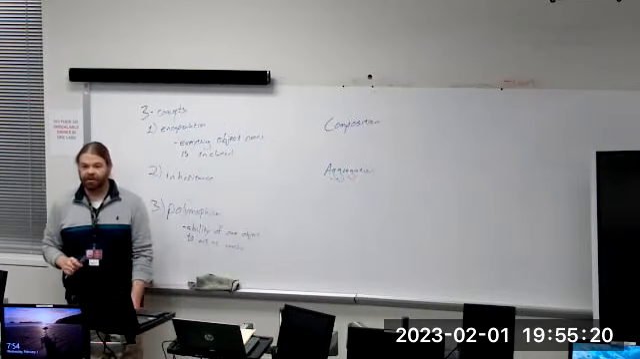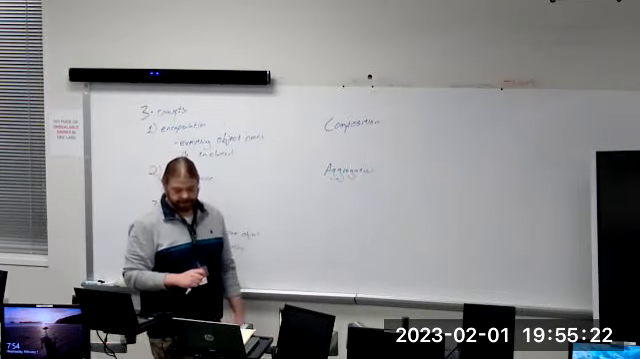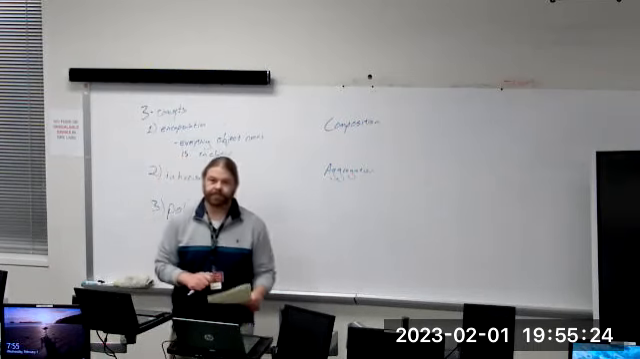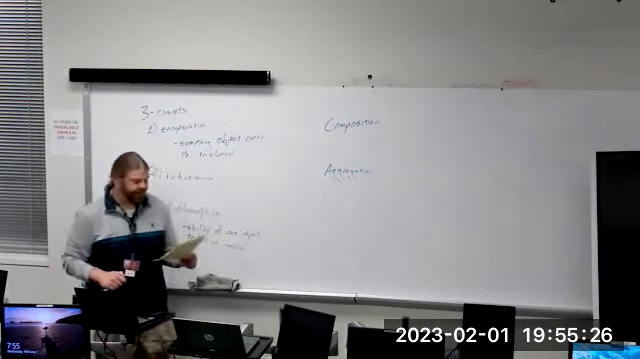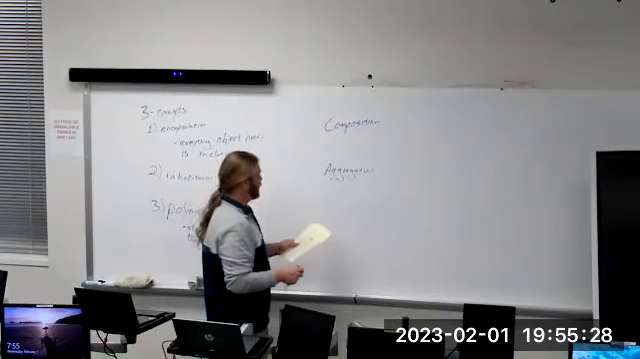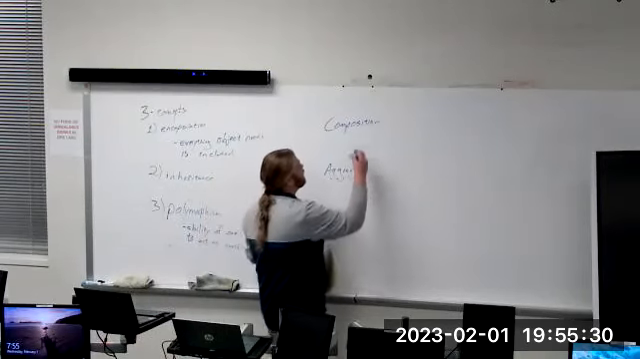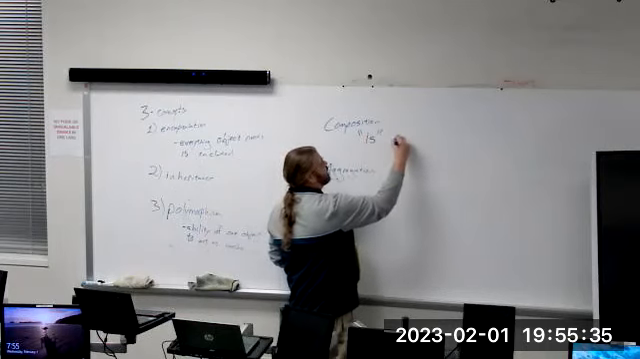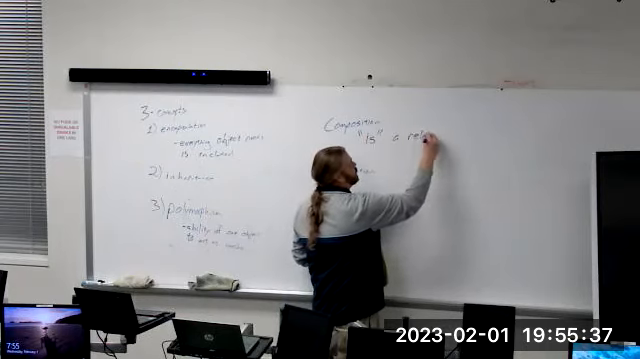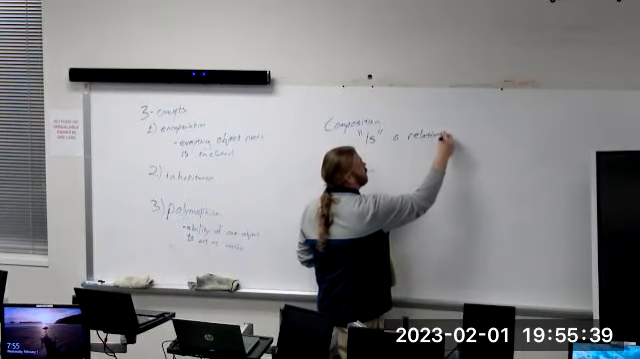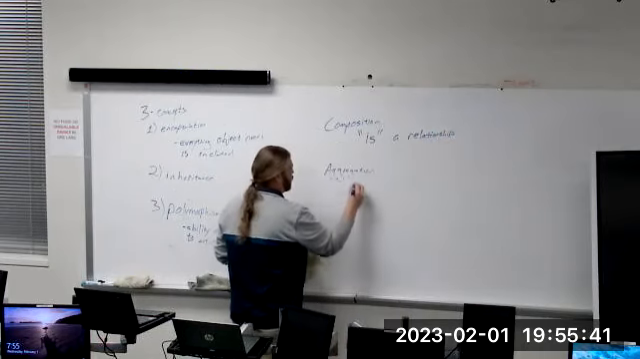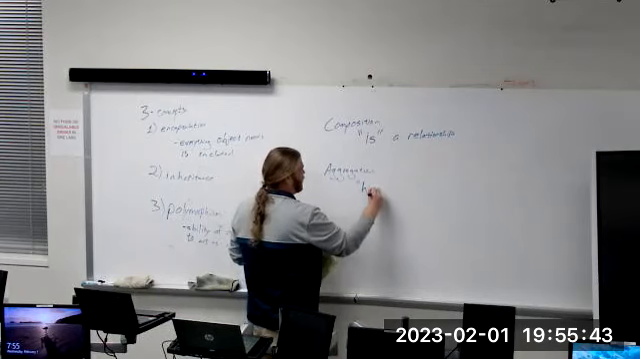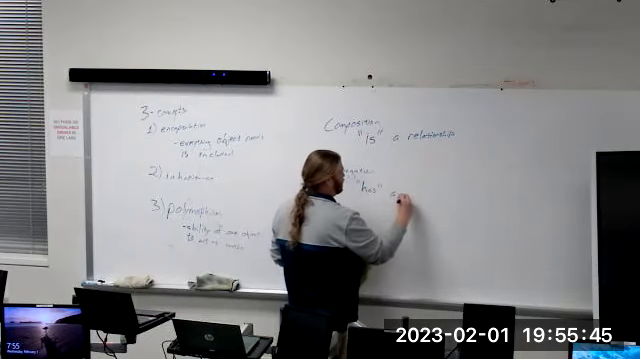You may have come across those words before. Let me put some normal English words to help keep them straight. Composition is a relationship. Aggregation has a relationship.